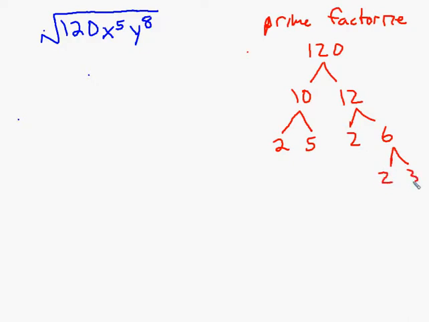And you might get there a different way than someone else. I bring down everything. And now I'm going to say 120 equals 2 cubed times 3 times 5. Do you see how I did that?